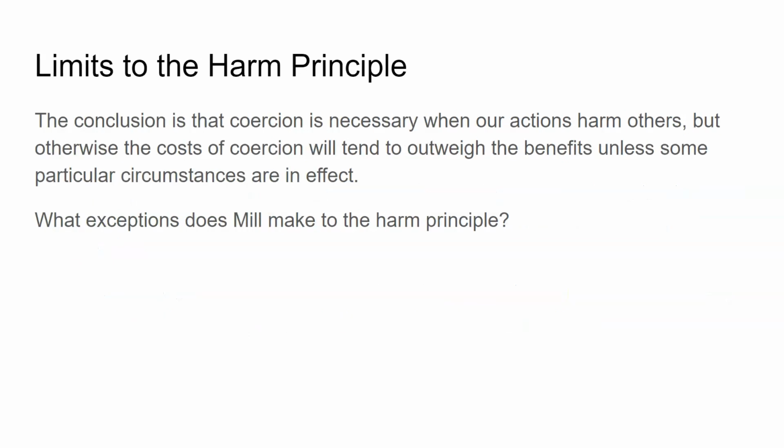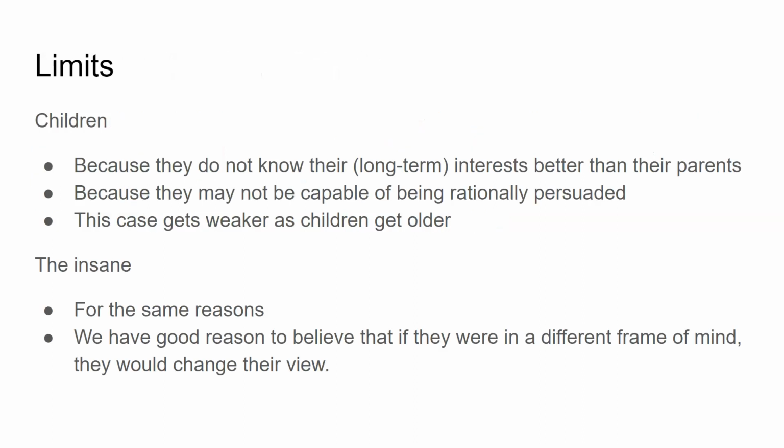So, what are the limits to the harm principle, right? The conclusion that coercion is necessary when our actions harm others, but otherwise the costs of coercion outweigh the benefits, is basically the harm principle. Mill does make some exceptions, however. So what are some of these exceptions?